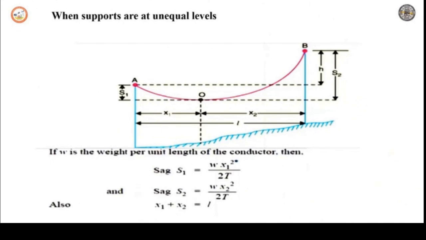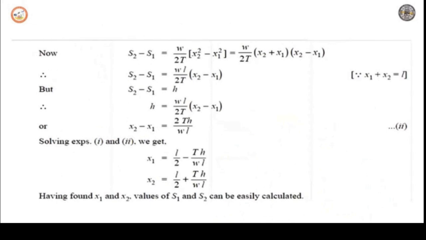When supports are at unequal levels, how do you determine the sag? Look at the diagram properly. There are two sags: the sag at the lower support and the sag at the higher support. The sag at the higher support is called S2, and the sag at the lower support is called S1. Substituting that, we got the formulas for S1 and S2. After that relation, we got this. So this is about today's class, supports at unequal levels.